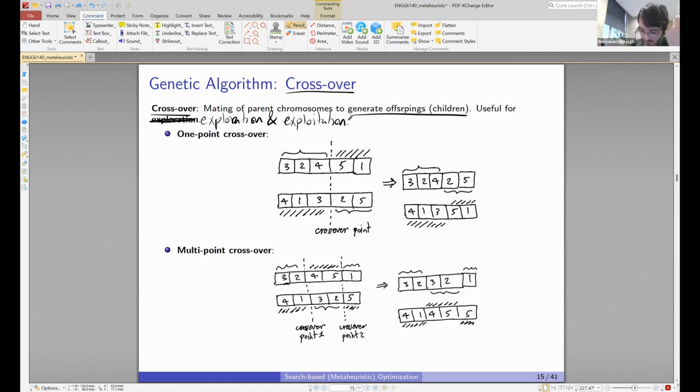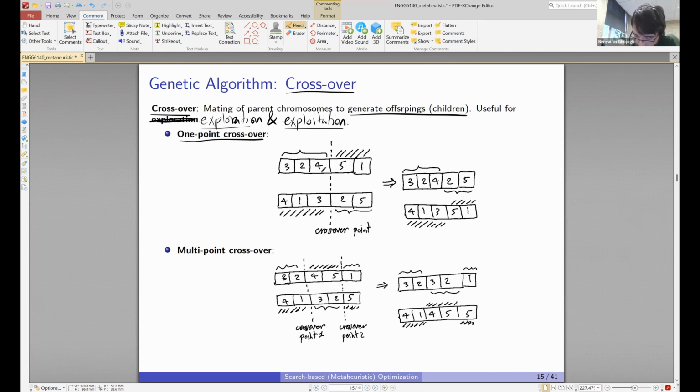Why? I will tell you at the end of crossover why it's good for both exploration and exploitation. So we have several types of crossover. One of them is one-point crossover. In one-point crossover, we have 2 chromosomes as the 2 parents. We randomly select a crossover point from 1 to D, which is the dimensionality or the number of genes.